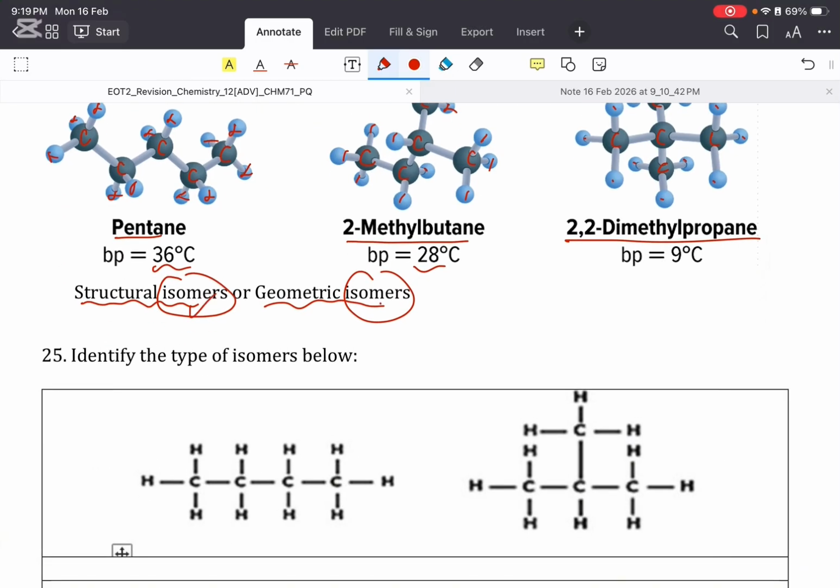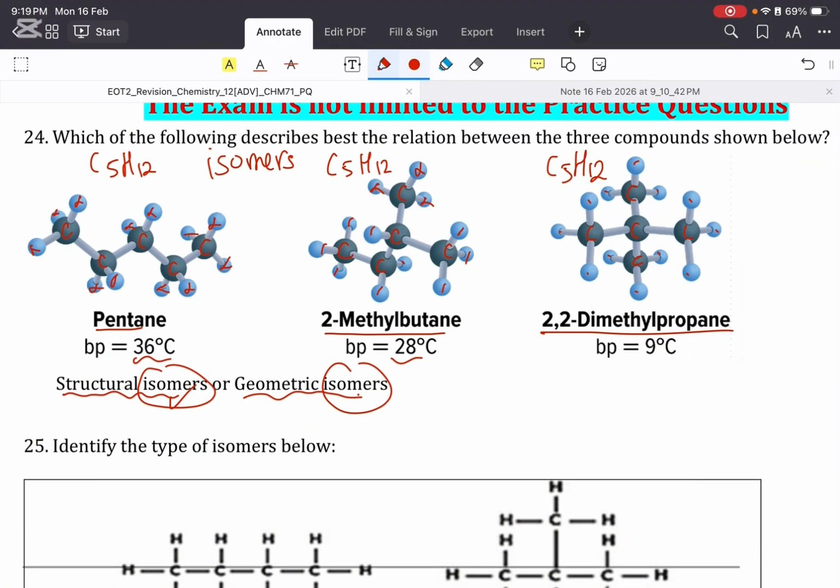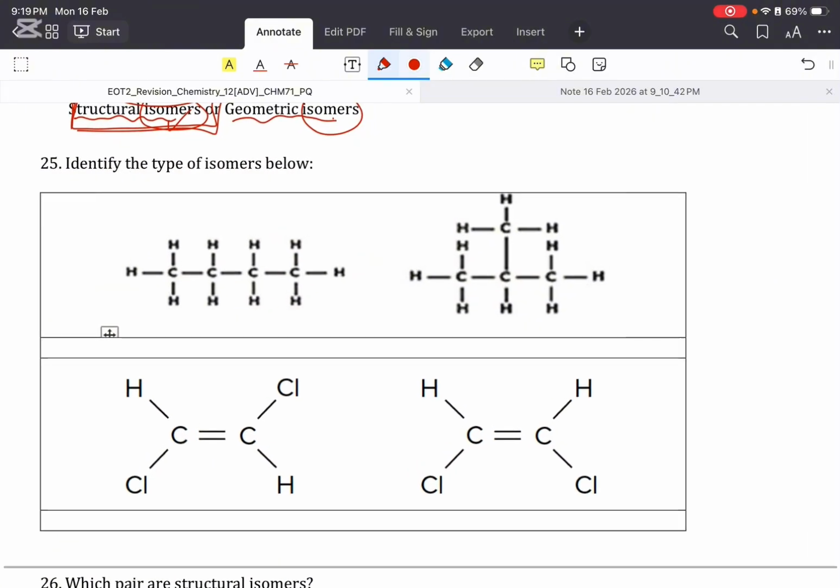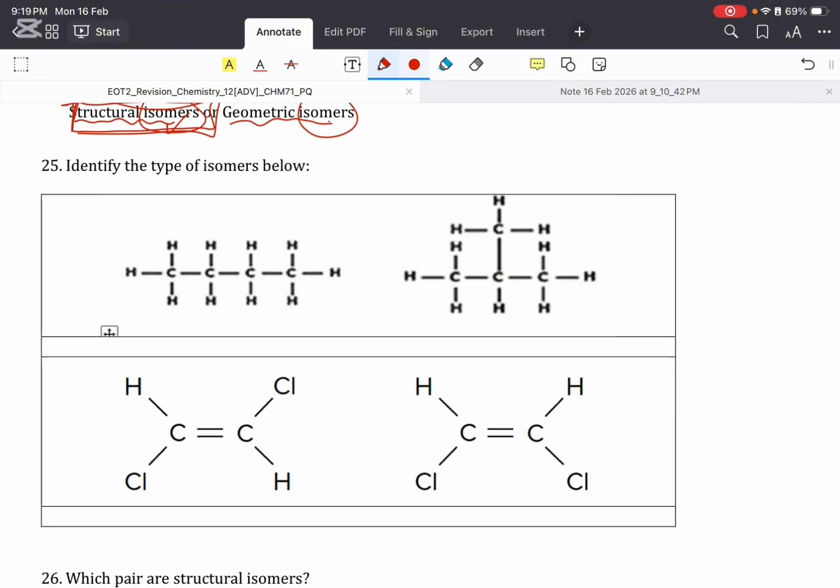Now, are they structural or are they geometric? Do you see any double bond? Do you see any cis and trans arrangements? No. So these are structural isomers. Now, let's identify the type of isomers below. It could be geometric isomers. It could be structural isomers. It could be not isomers at all, like these are two different compounds, or it could be the same compound drawn or written twice.